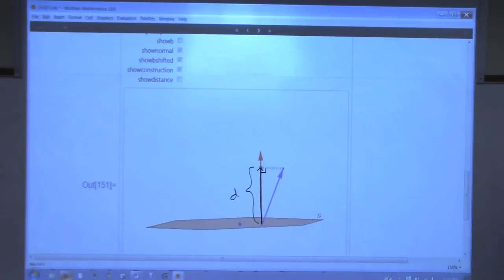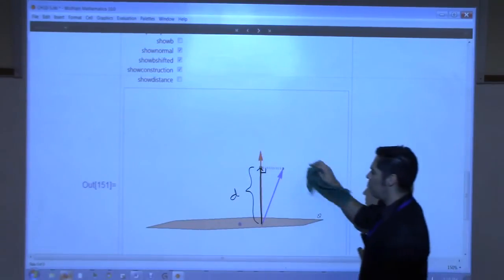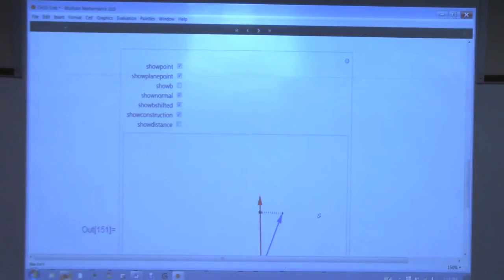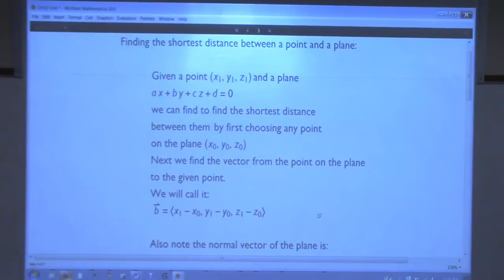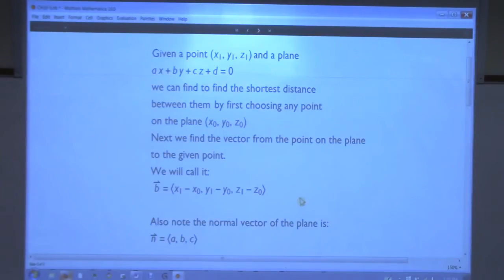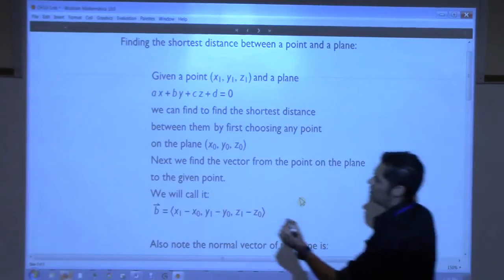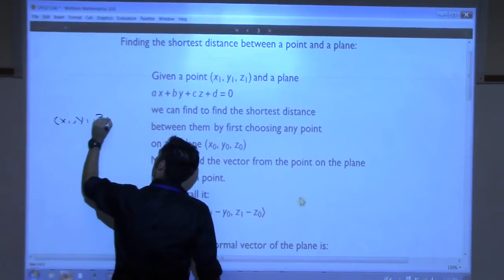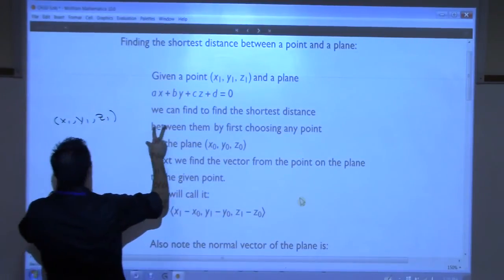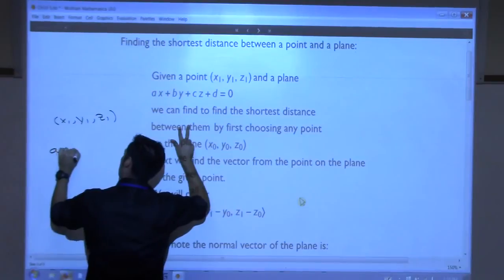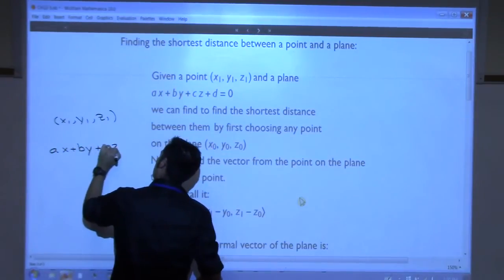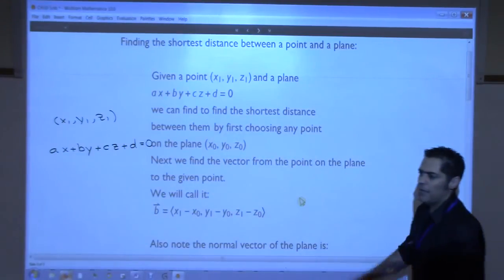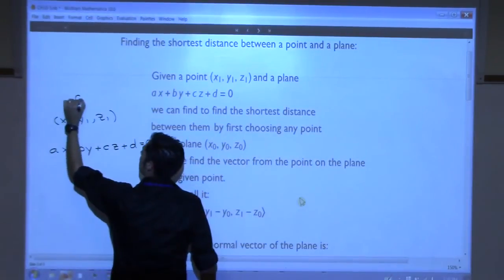Understand that idea? Now we have to actually come up with the algebraic formula for it. That's just the visual of what's happening. All right, so first we're given a point, x1, y1, z1. And we're given the equation of a plane, ax plus by plus cz plus d equals 0. So this is given information. Someone has to give us this.